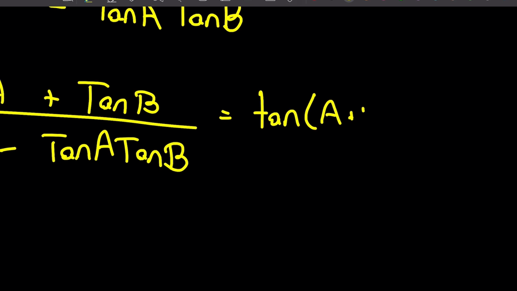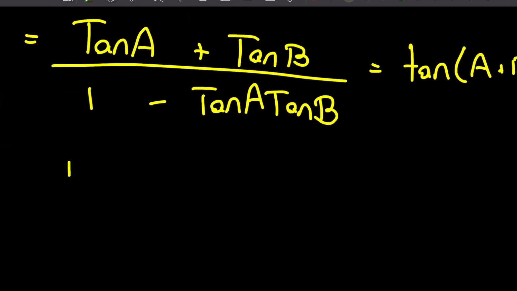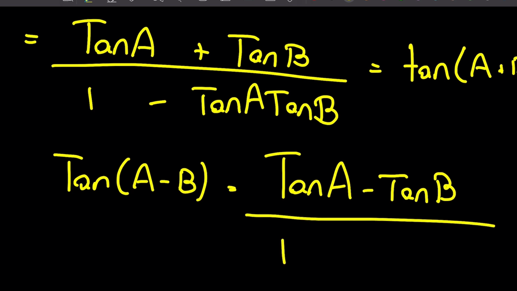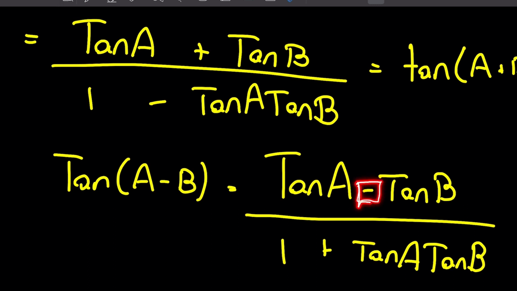Now, what if we wanted tan of A minus B? I'm not going to spend the time to re-derive this, because hopefully you're getting the derivation. Tan of A minus B is just going to be tan A minus tan B over 1 plus tan A tan B. So the trick for tan is that when it's negative, the numerator has a negative sign, and the denominator has a positive sign.